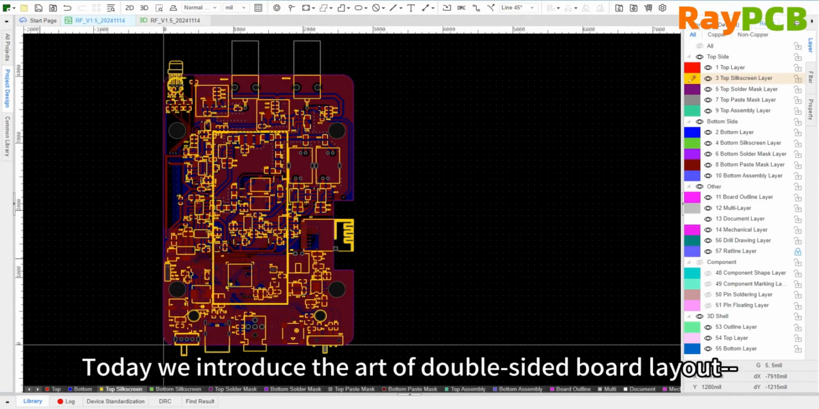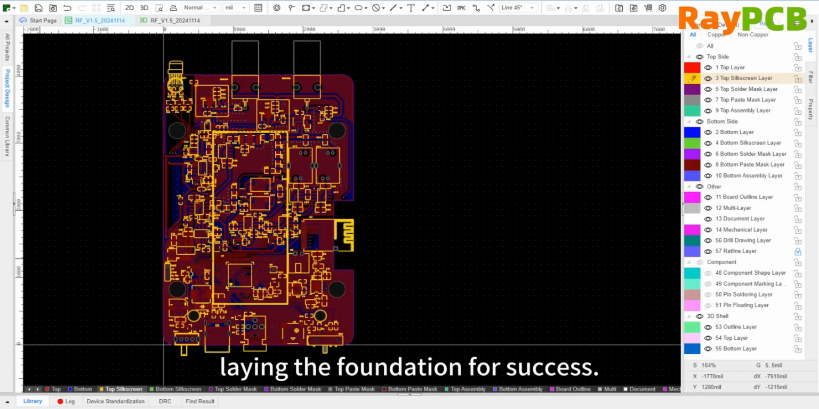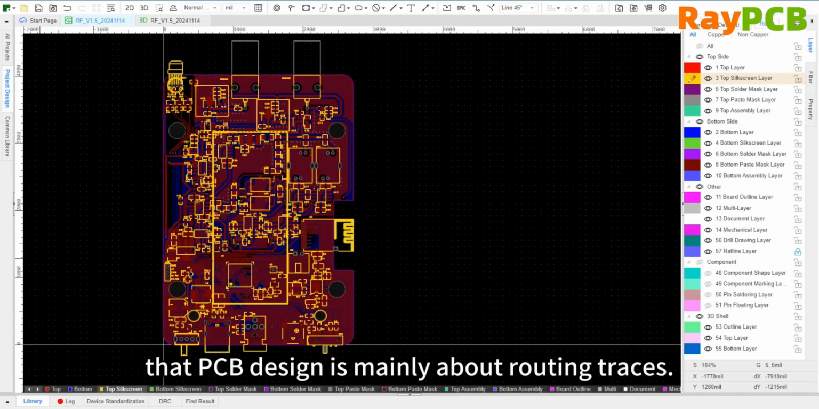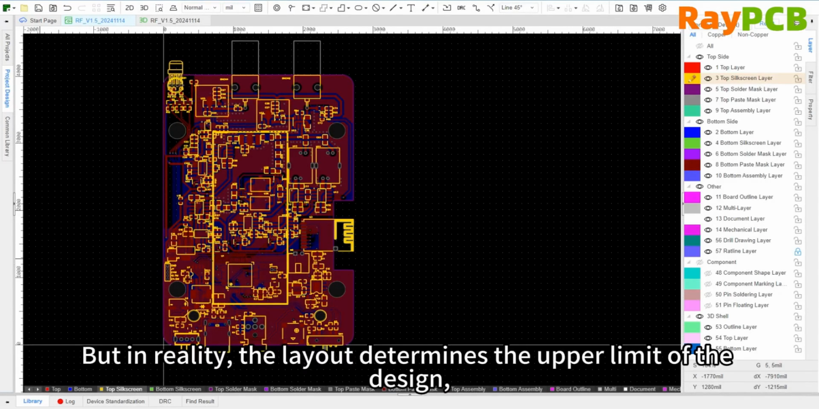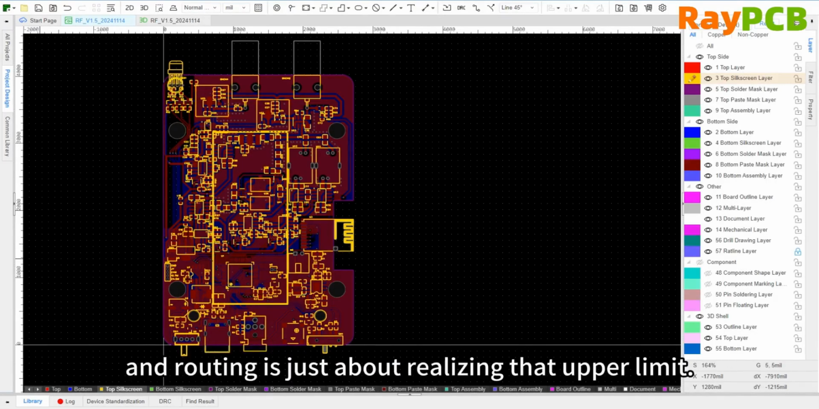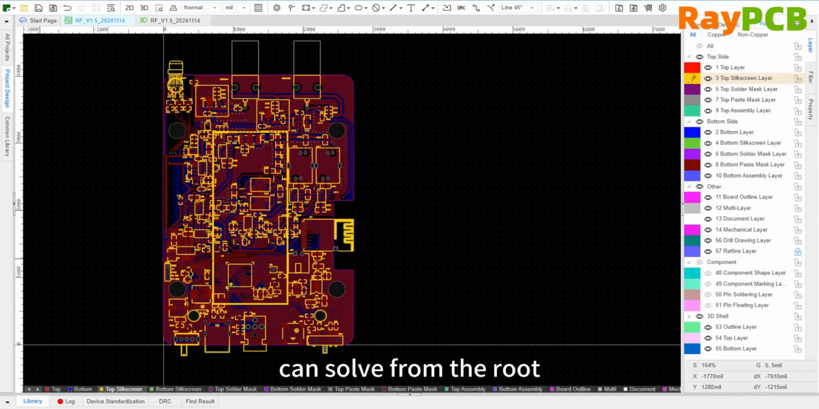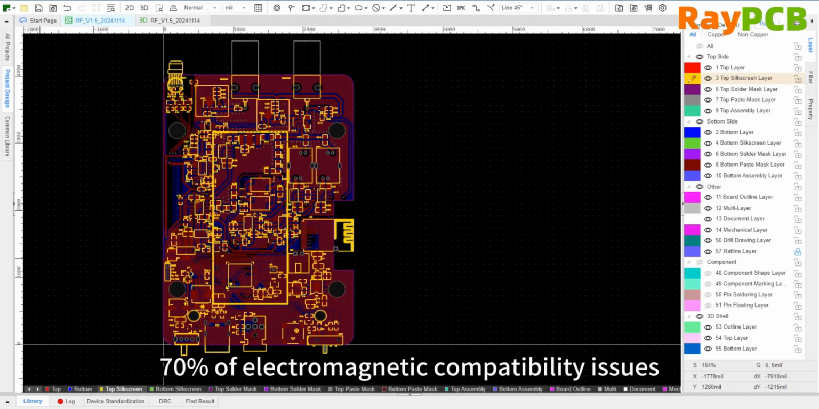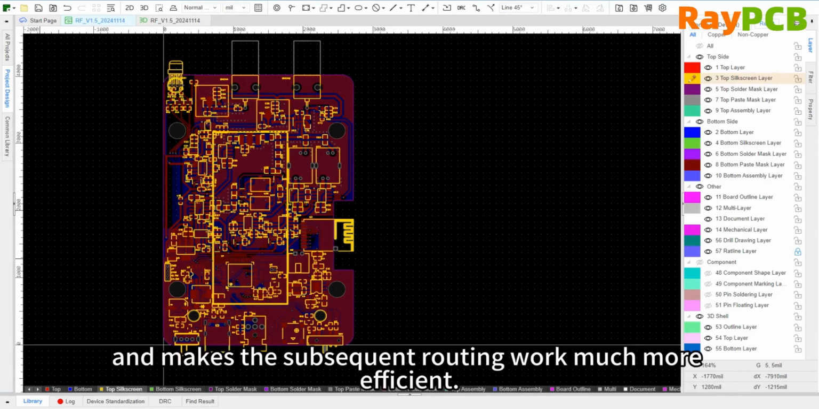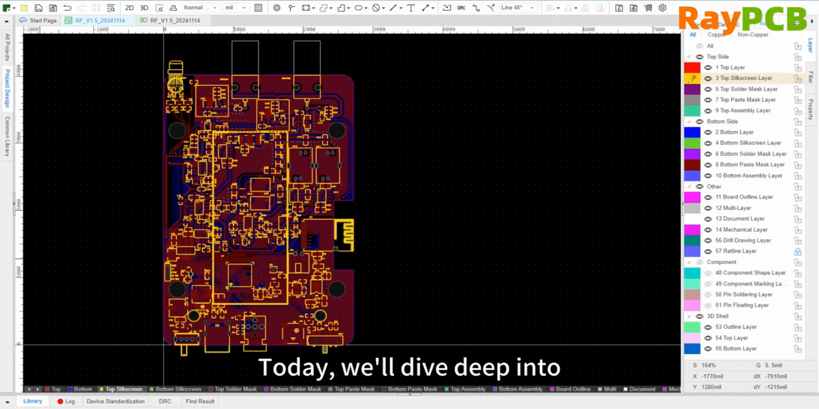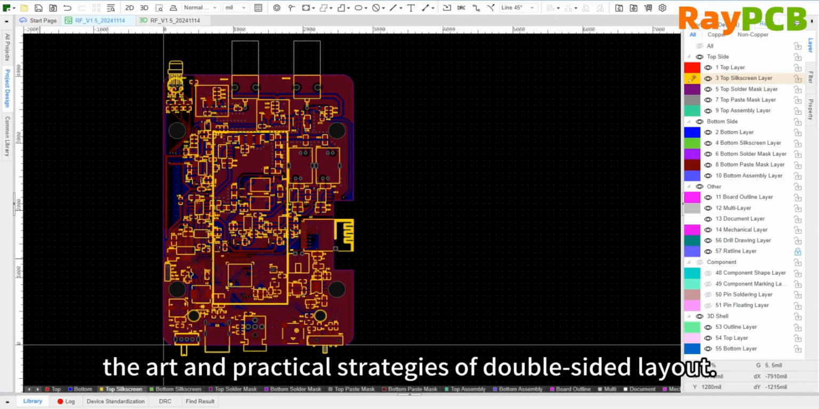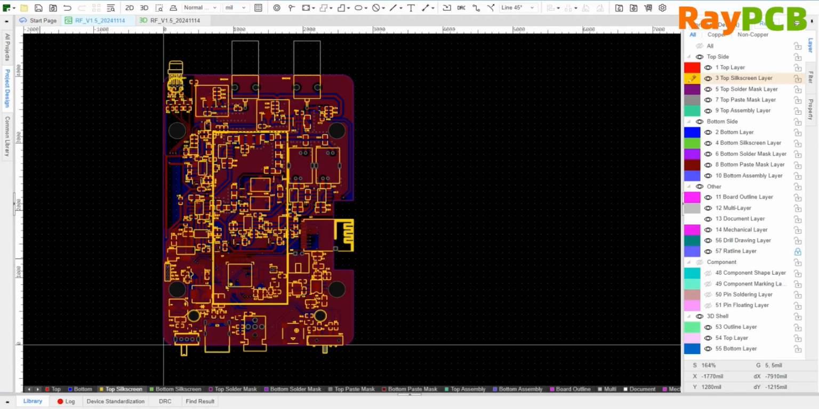Today we'll be introducing the art of double-sided PCB layout, laying the foundation for success. A common misconception is that PCB design is mainly about routing traces, but in reality the layout determines the true potential of the design, and routing simply realizes that potential. A scientific layout can fundamentally solve 70% of electronic compatibility issues and make the subsequent routing work much more efficient. Today, let's dive deeper into the art and practical strategies of double-sided PCB layout.